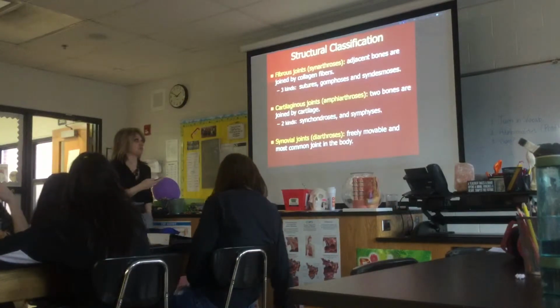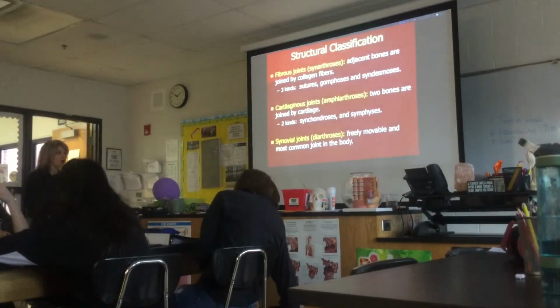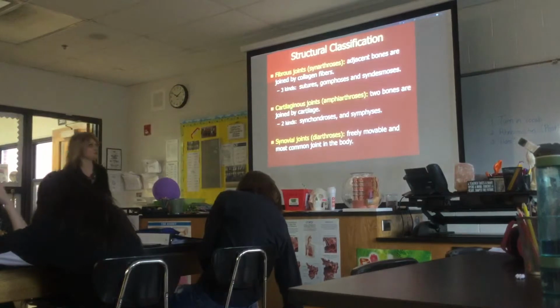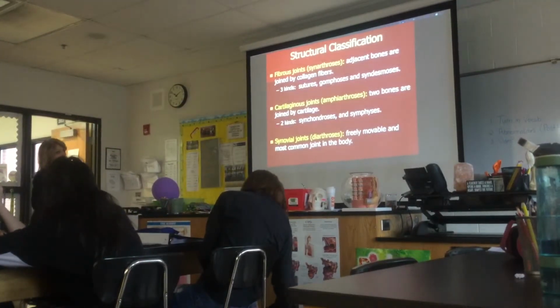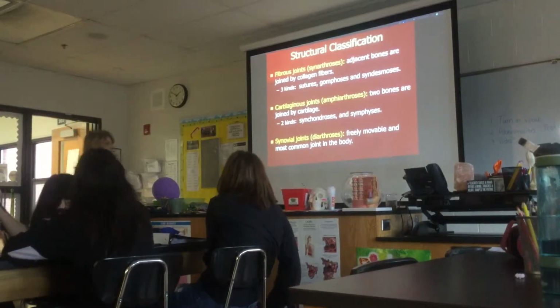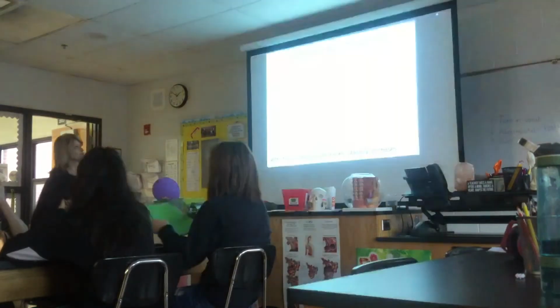Cartilaginous joints, or amphiarthroses, are when two bones are joined by cartilage. These include synchondroses and symphyses. And then synovial joints, we're going to talk about; there are several different types of synovial joints in the human body.